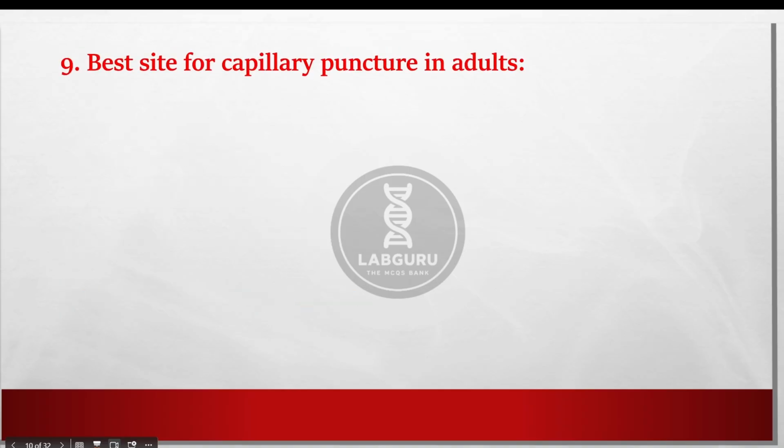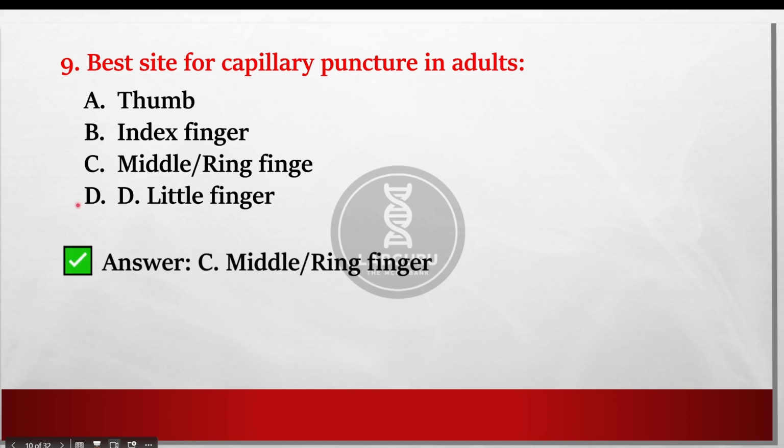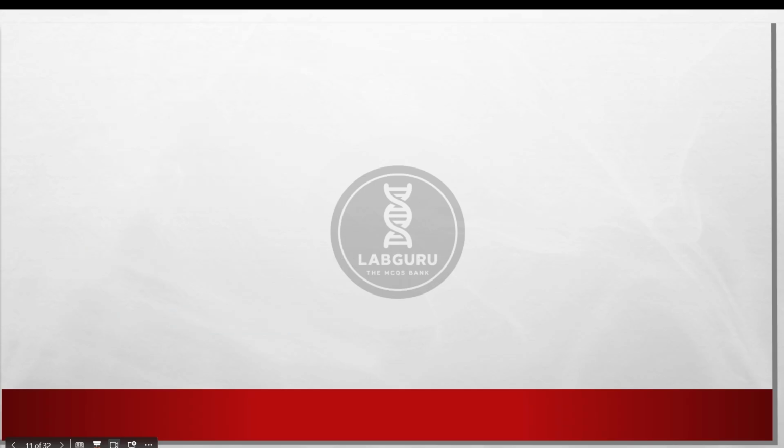Next question, the site for capillary puncture in adults. Here the best site for capillary puncture in adults is option A thumb, option B index finger, option C middle finger or ring finger, and option D is little finger. So the right answer is option C, that is middle finger or ring finger. Why? Because the middle finger or ring finger have good flow of blood and less pain. So we are preferring that one.